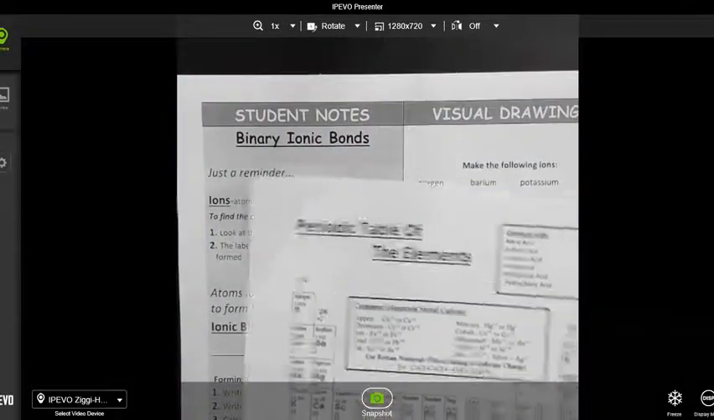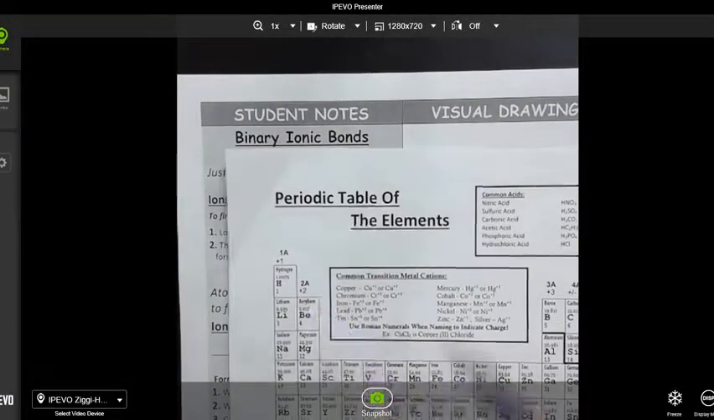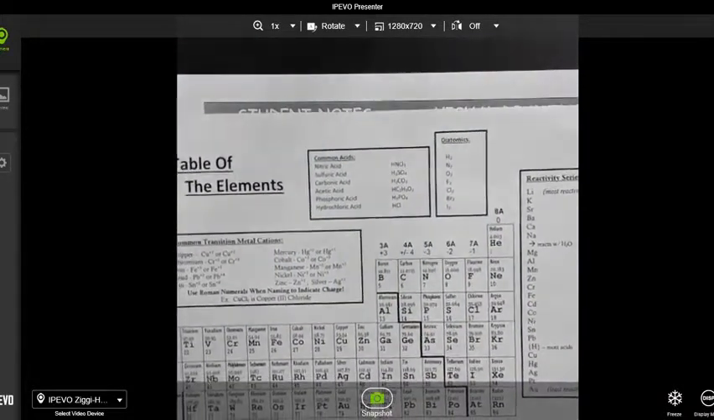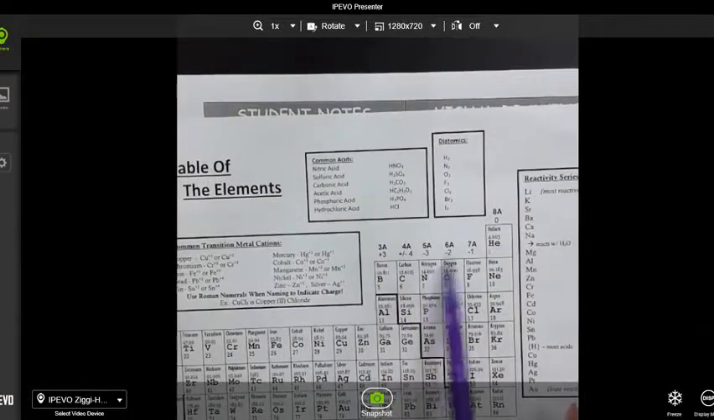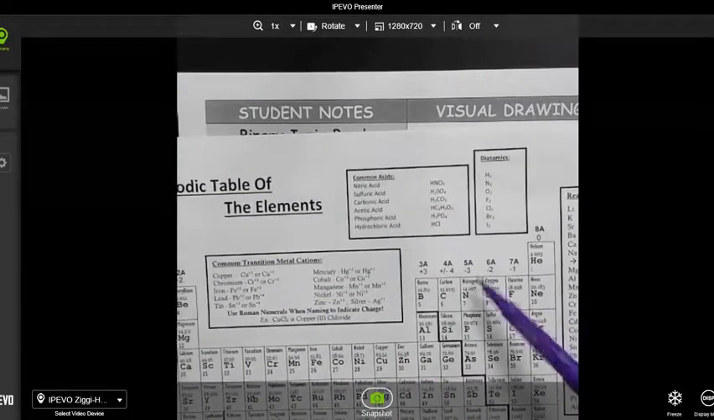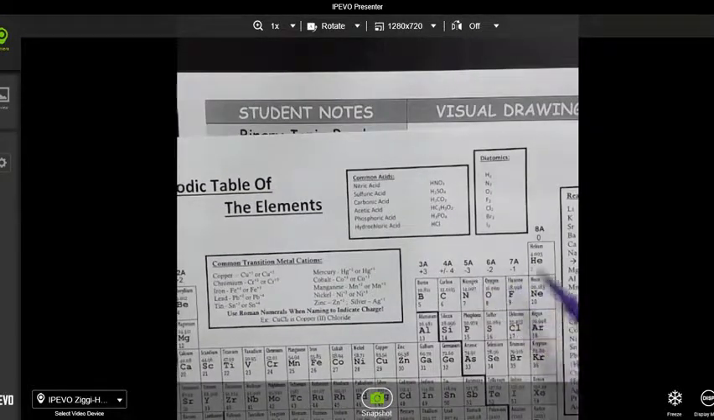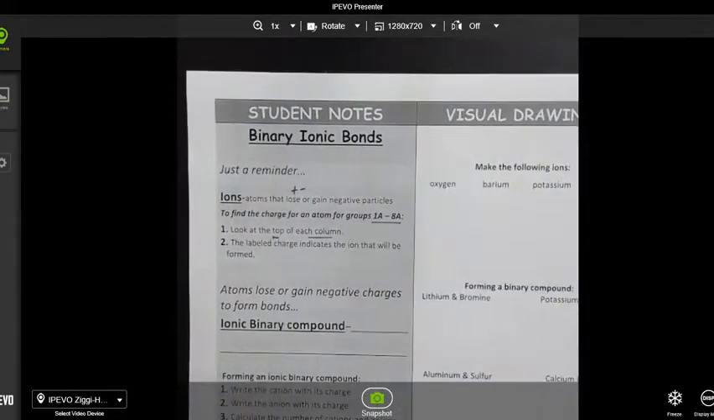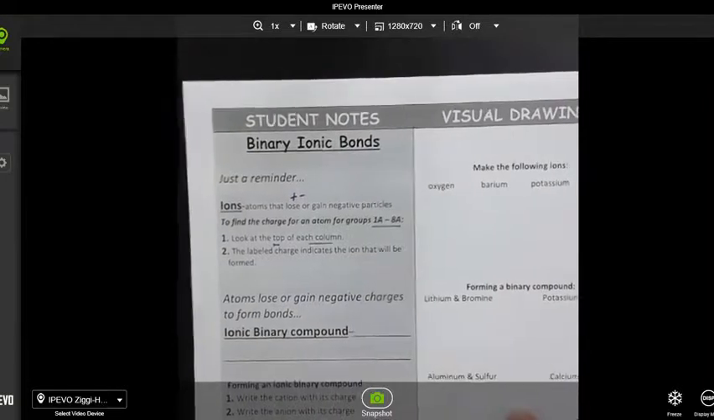You all have periodic tables right now that tell you the charges for these atoms. But like I said, on your test, the periodic table you're going to be given is not going to have these charges. So you're going to need to remember that 5A is -3, 7A is -1, 1A is +1, and so on and so forth.